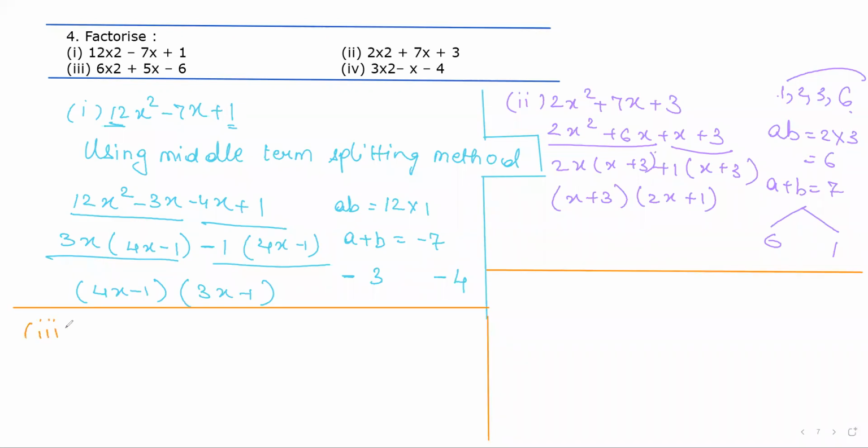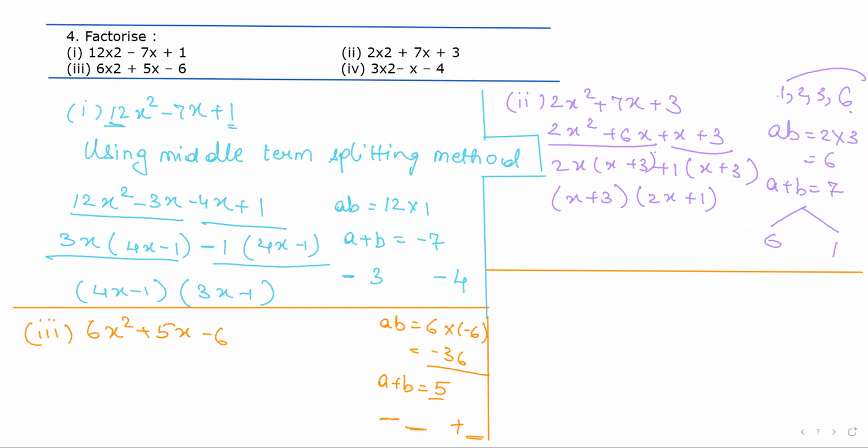Third, 6x squared plus 5x minus 6. So your ab is equal to 6 into minus 6, which is minus 36, and your a plus b is equal to 5. Now, multiplication is negative and addition is positive, which means that out of the two numbers, one is negative and the other positive. Since the addition is positive, the greater value is positive and the smaller value is negative.